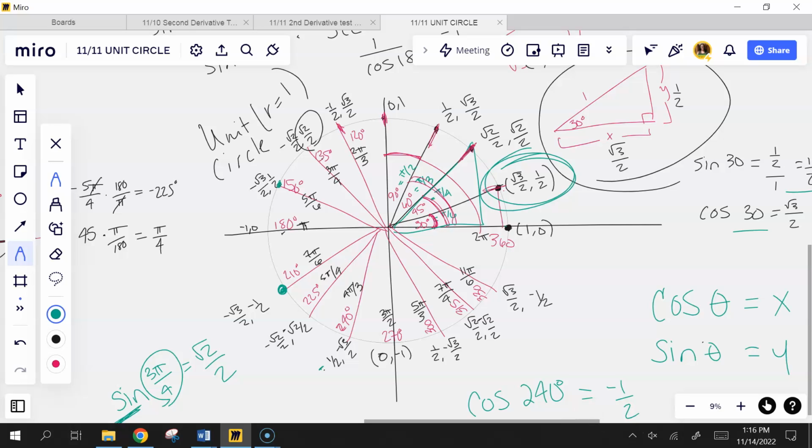Because it says cosine, look at number 16. Cosine of negative 150. So if I went positive 150, I end up 1 click above the x-axis, right? So I'm going to go the opposite direction and stop 1 click before the x-axis. What's the cosine there? Negative square root of 3 over 2.